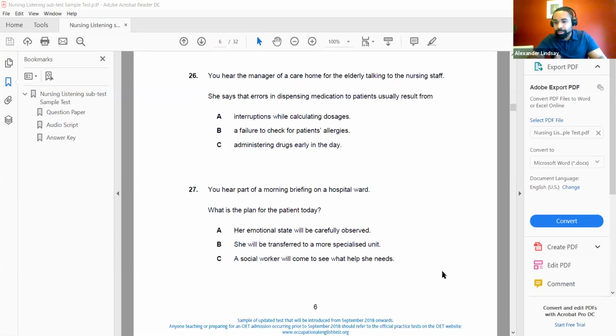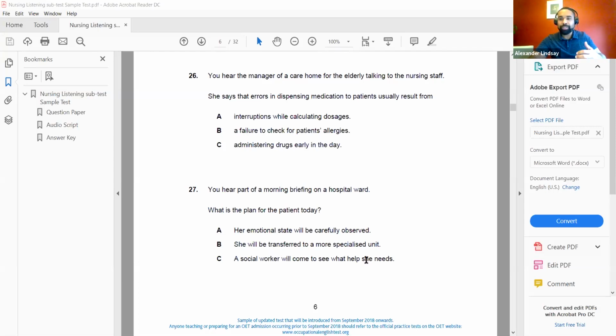I can see that Rita I've got is starting to write the answers. Of course, we don't know what the answers are going to be until we've listened to the recording, but we can also look at the options, as I was saying before, in order to start preparing ourselves for maybe some of the paraphrasing we're going to hear. So if we do that for 27, so the plan for the patient today, A, her emotional state will be carefully observed. B, she'll be transferred to a more specialized unit. Or C, a social worker will come to see what help she needs.